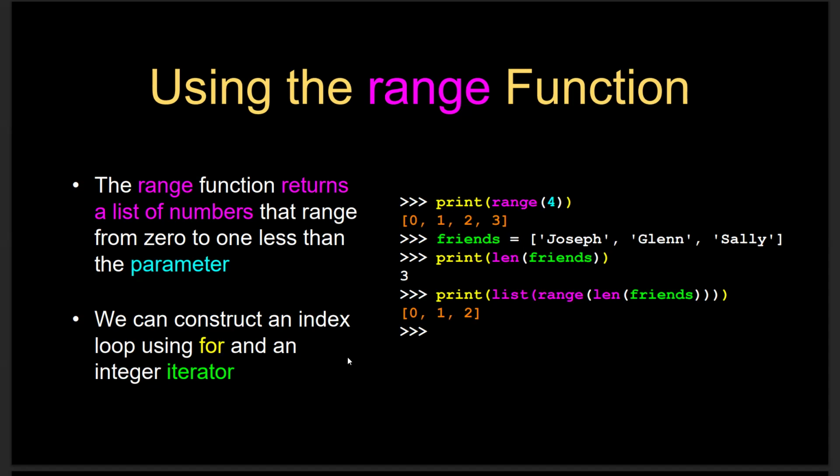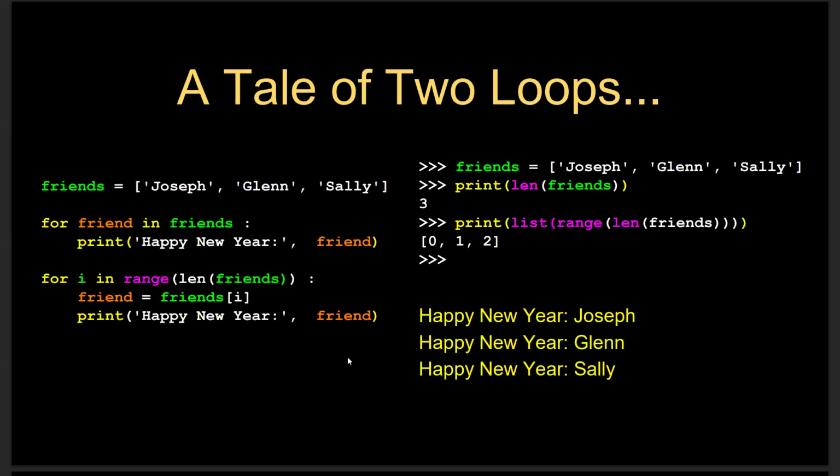See the output. Whenever you print that, it will be 0, 1, 2. Because Joseph is at index 0, Glenn is at index 1, and Sally is at index 2. So that's why whenever you print the list of range of length of friends, you will get 0, 1, 2 as an output in the form of a list. That is what it is saying.